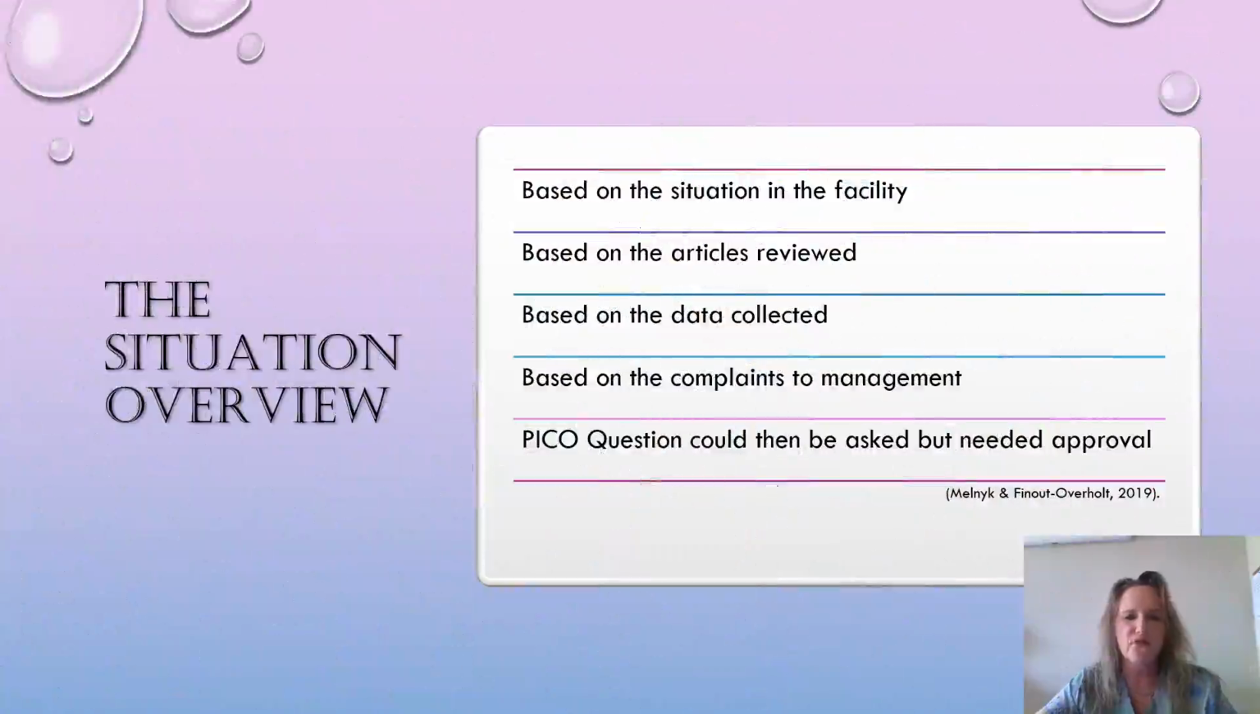So the situation overview is based on the situation in my facility and my problem, the articles reviewed, and the data that I collected. That would be my Press Ganey scores, my complaints, and my logs of my increases of falls. Based on that, the PICOT question could then be asked, but it needed to be approved. So we came up with the PICOT question: if we increase the education to our population and to our employees, will it impact customer service? But I needed to get the buy-in from my customer service committee.